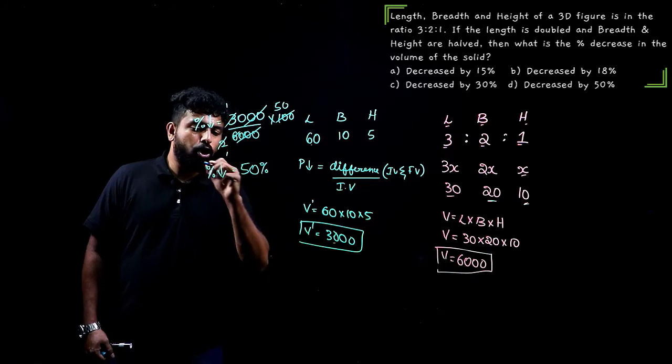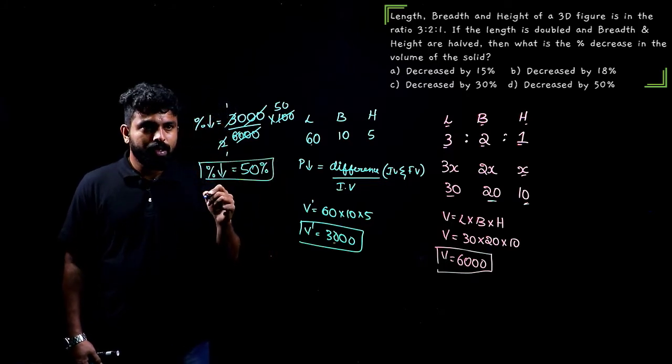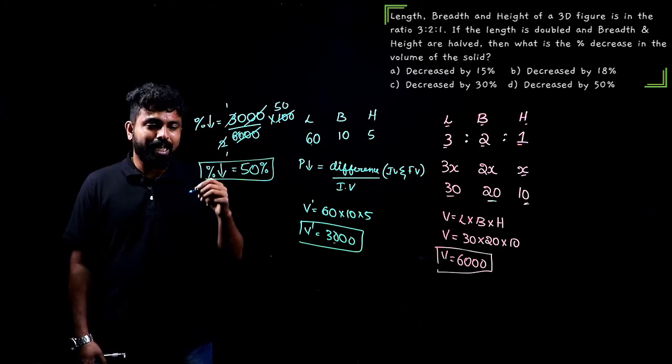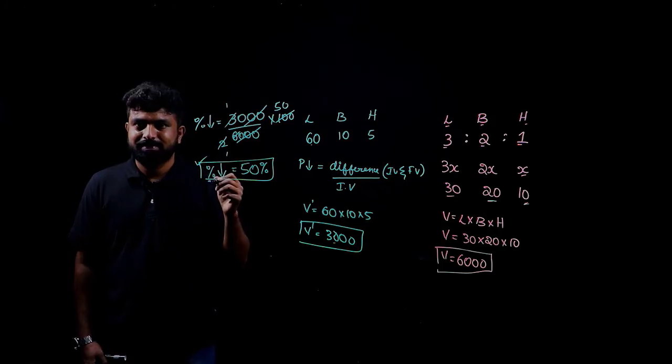Do we have that in our options? Yes, option D, decreased by 50%. That will be my final answer. So let us move on to our next question here.